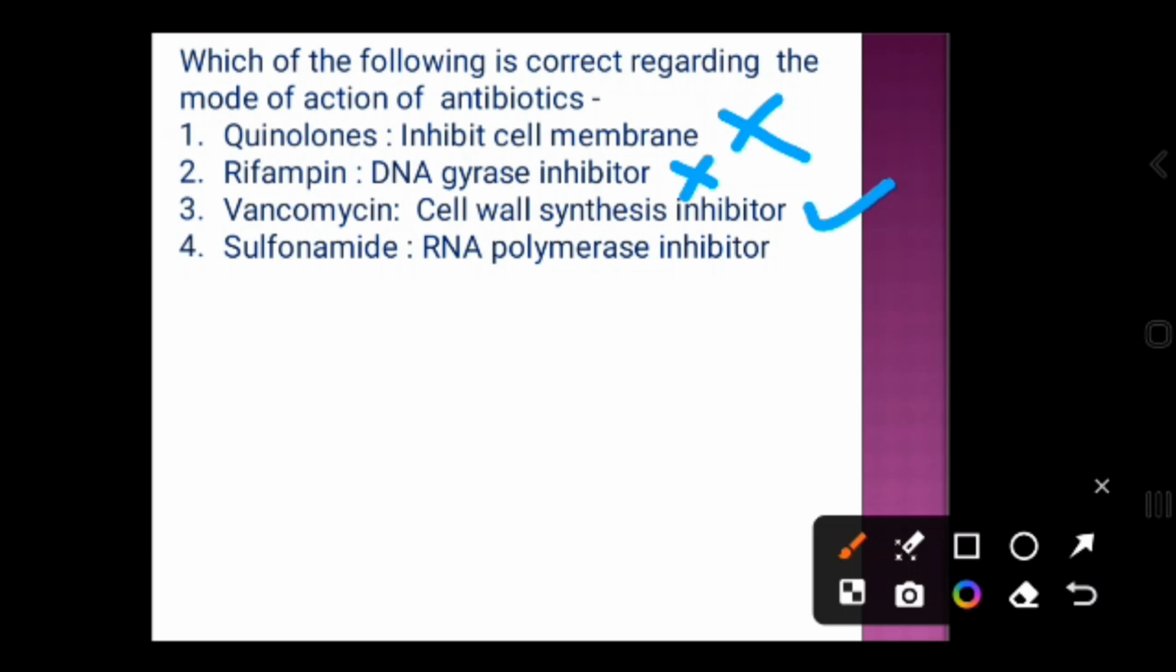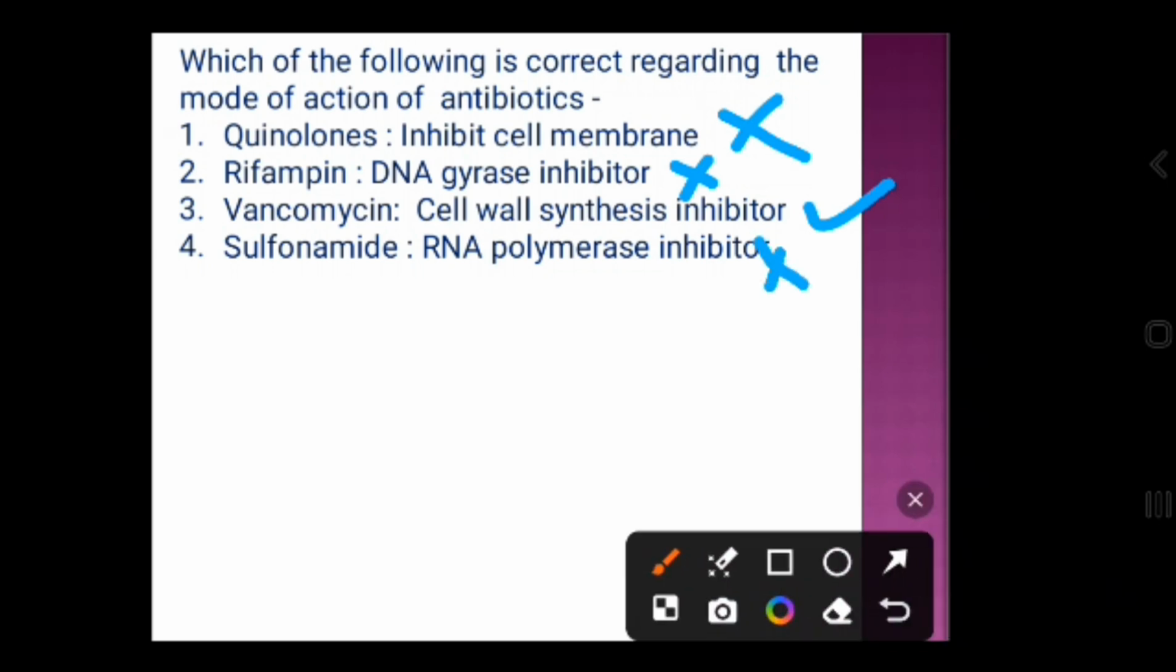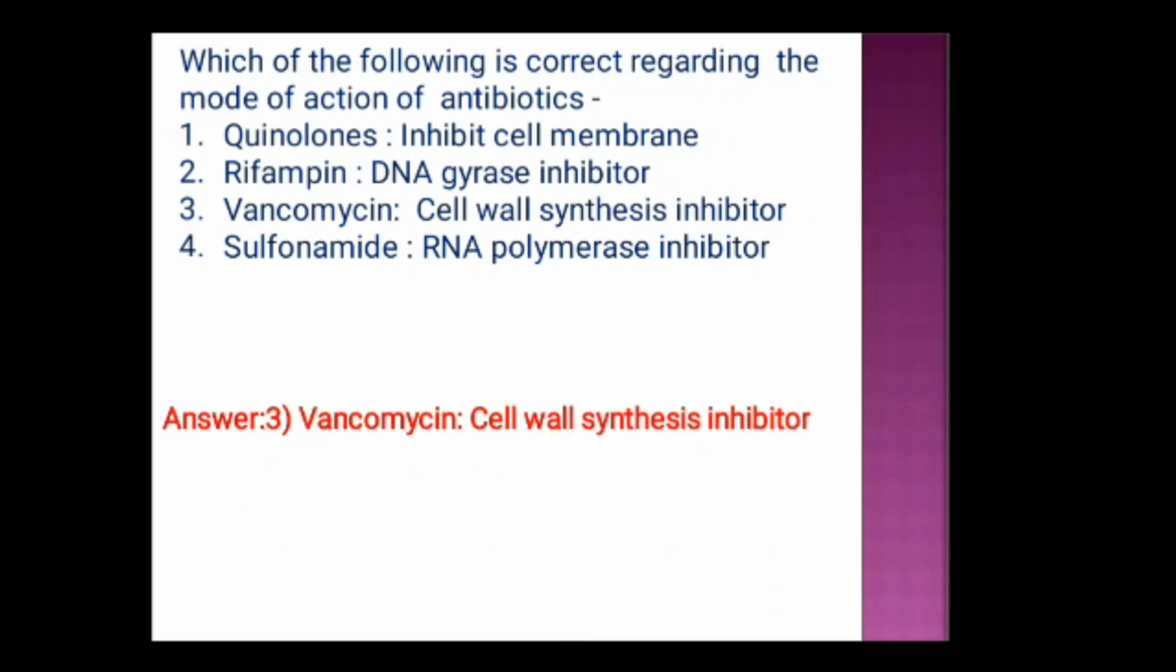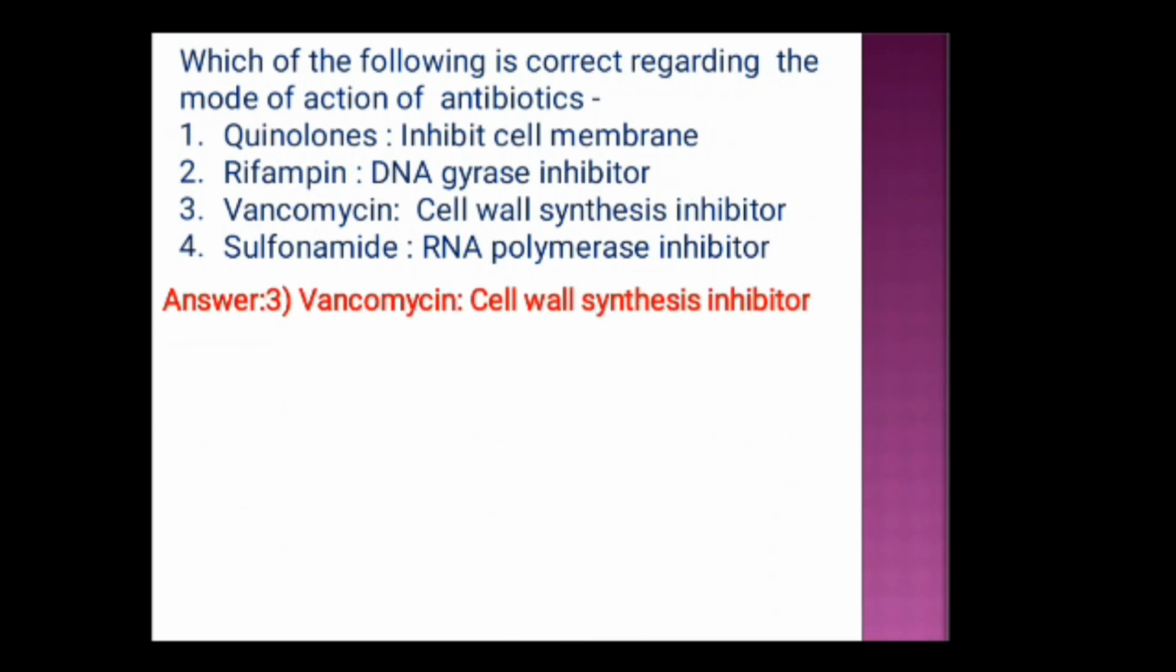This option is correct because vancomycin is a cell wall synthesis inhibitor and it inhibits the second stage of cell wall synthesis in bacteria. Option 4, sulfonamide, RNA polymerase inhibitor. This option is also incorrect because sulfonamides are folate synthesis inhibitors. So the correct option is option 3, that is vancomycin, which is a cell wall synthesis inhibitor.